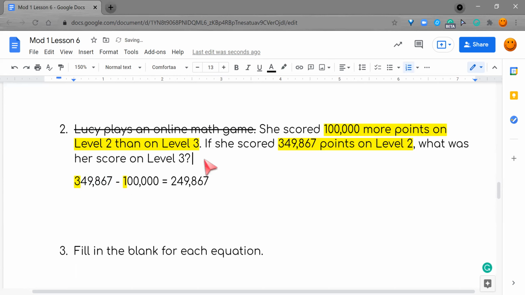So here on this part is where we have to complete it with the sentence. So we're going to say, she scored 249,867 points on, yes, level 3. And that's where I'll leave it because that's the answer.